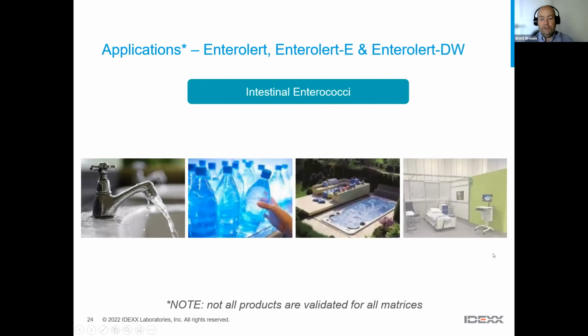A lot of applications, again, for intestinal enterococci, everything from drinking water now through spa waters and also in hospitals. The European Union has just revised its drinking water directive, and so now testing of drinking water is becoming mandatory. Enterococci are becoming a Class A indicator, and so you have to test them with the same frequency as you would test for E. coli.